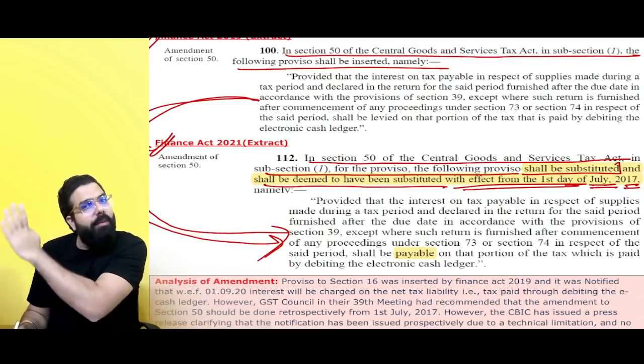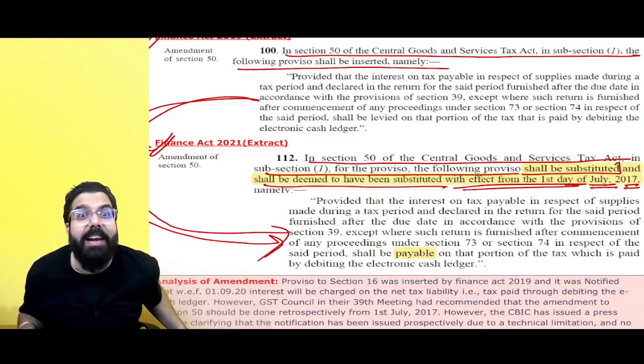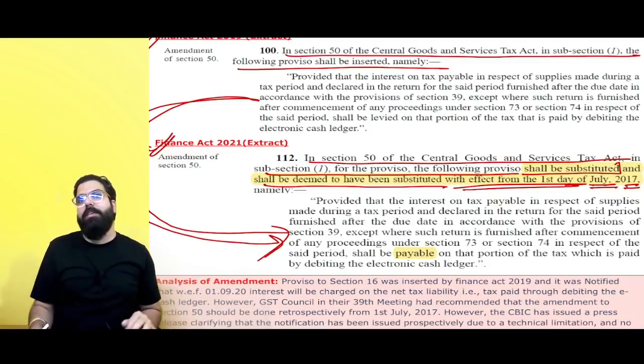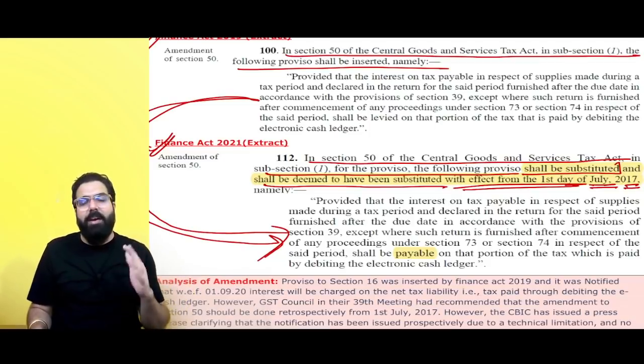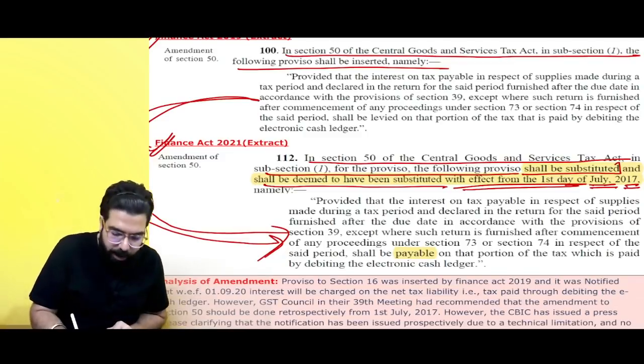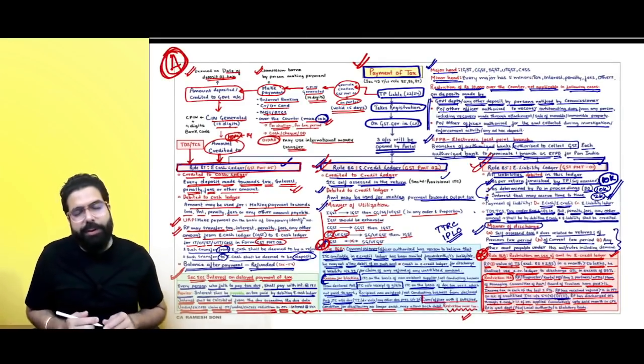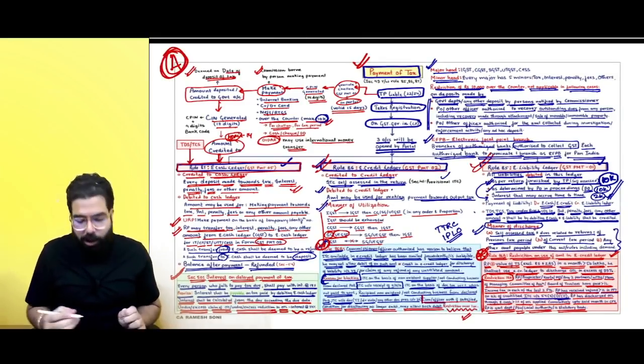It means from 1st of July 2017, whenever you are paying the interest, it always had to be paid on the net tax liability. That's all is the amendment. For your exam purpose, nothing relevant. You have to remember interest was payable on net tax liability, now also payable on net tax liability. A graded chapter, Baba. You don't know this chapter, you will definitely be at a loss in the exam.